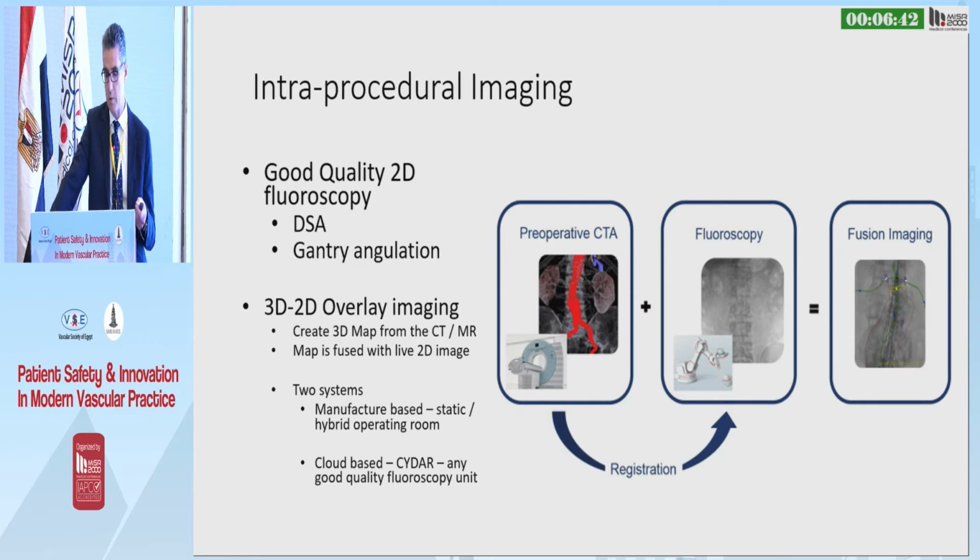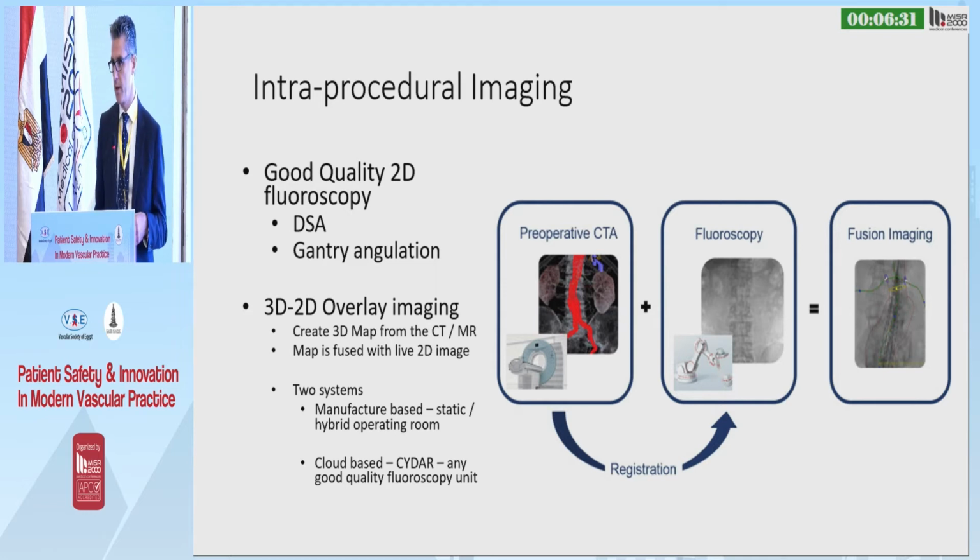And I assume most people may have used it. There are two main systems. There's a manufacturer-based system, which requires you to upload the CT data into the console in the control room, and then you manually create the map. And then there's a cloud-based system where you upload the 3D data to the company who operate this, to their database, and they automatically create the map for you. The manufacturer-based system requires you to have a hybrid room, whereas the cloud-based system you can use on any fluoroscopy unit, even a mobile one.